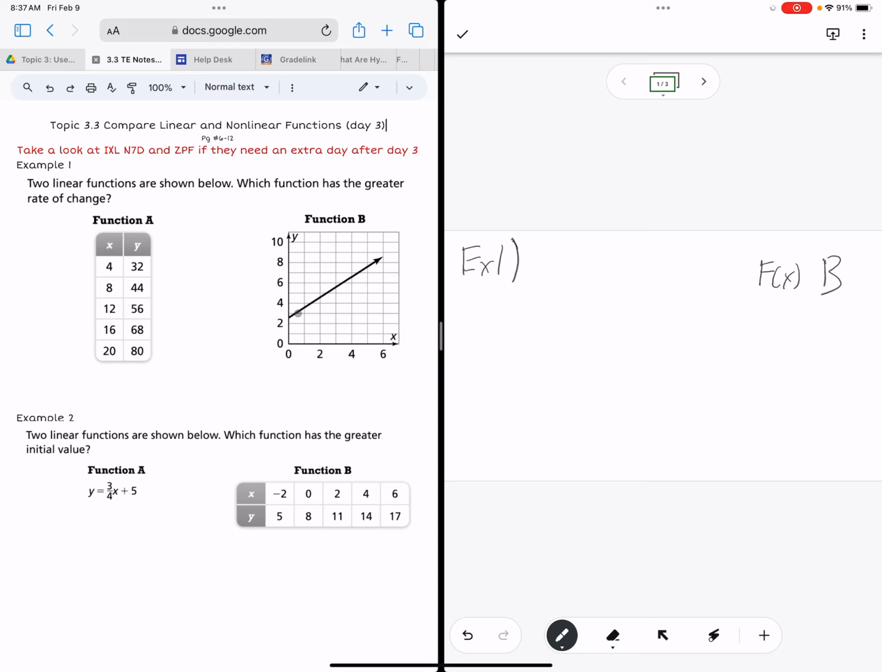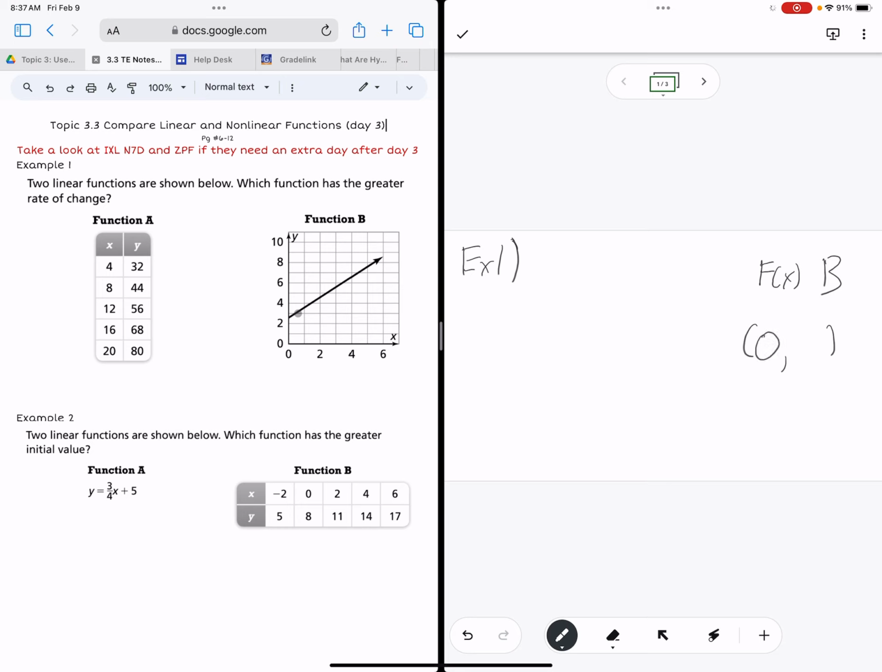Find a slope. Yes, you can, Sam. Thank you for asking. You're correct. Find 2 points and then do rise over run. So I need 2 points for function b. I'm going to start off with the y-intercept because that's always easy.